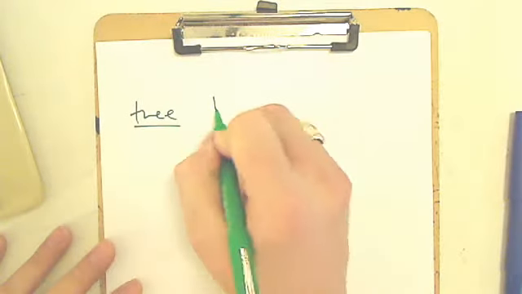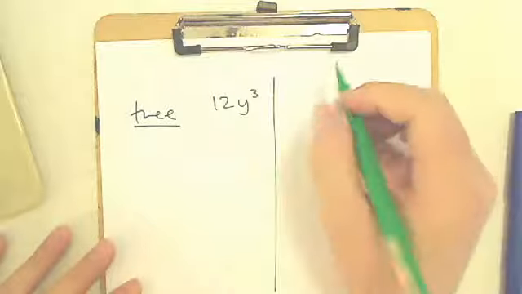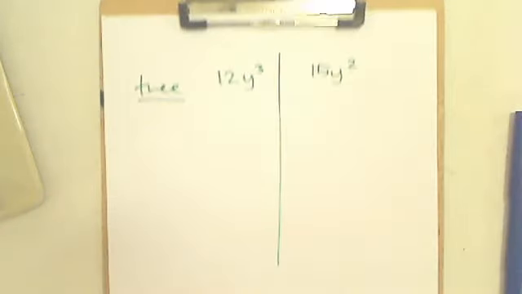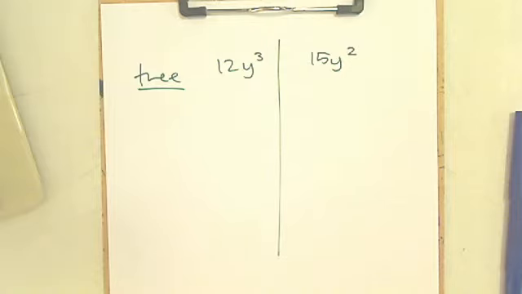Pick one. Tree or GCF? Tree or ladder? Let's do tree. I want to do tree. 12y cubed, 15y squared. Make a tree. This one might be a little difficult. Trees are the hardest ones to understand. In the homework we have options, right? Yes, you have options. Don't do all of it, obviously. All right, the tree, please.